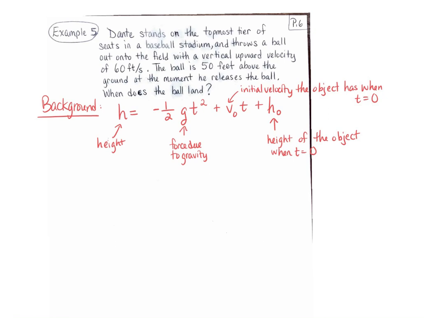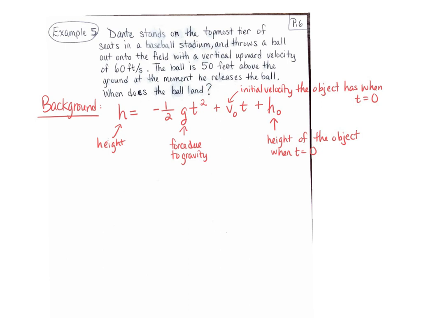All right, so this is the last page of our notes from section 2.3, which we're talking about quadratic equations in one variable. Okay, so Dante stands on the topmost tier of seats in a baseball stadium and throws a ball out onto the field with a vertical upward velocity of 60 feet per second. The ball is 50 feet above the ground at the moment he releases the ball. When does the ball land?